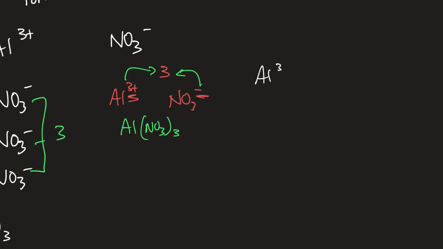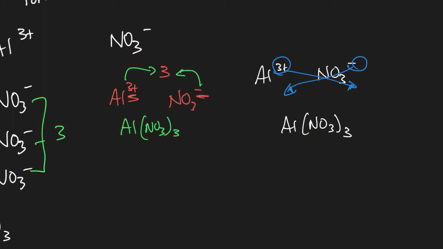So you have Al3+ and nitrate with a negative charge. Take these numbers, or really just a number, and you switch it over. So you have Al1 with NO3 in parentheses, subscript 3. All right, so just always remember this as you're writing chemical formulas of ionic compounds.